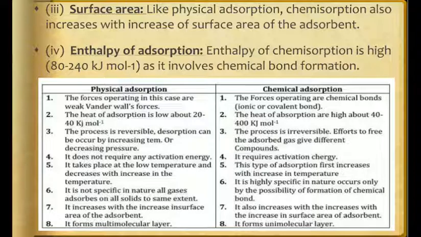Number 5, physisorption takes place at the low temperature and decreases with increase in temperature, whereas in chemisorption, the adsorption first increases with increase in temperature and then it decreases. Number 6, physisorption is not specific in nature, whereas chemisorption is highly nature specific. Number 7, the physisorption increases with increase in surface area of adsorbent. Chemisorption also increases with increase in surface area of adsorbent. Number 8, physisorption forms multi-molecular layer, whereas chemisorption forms unimolecular layer.